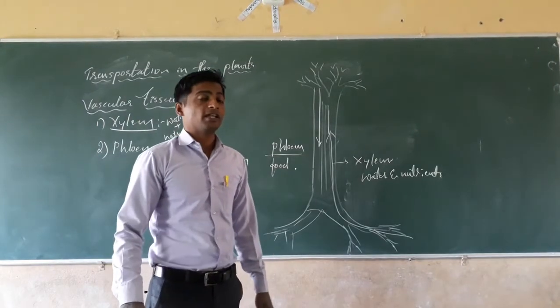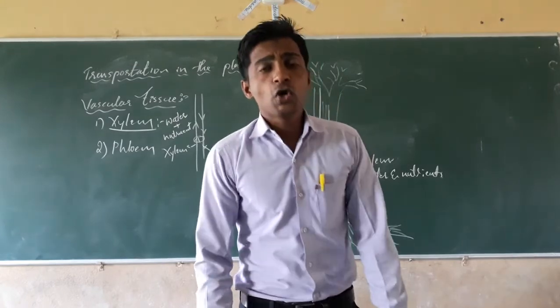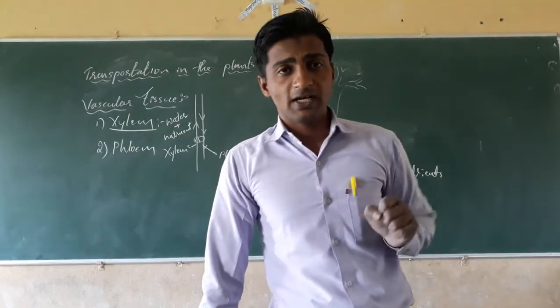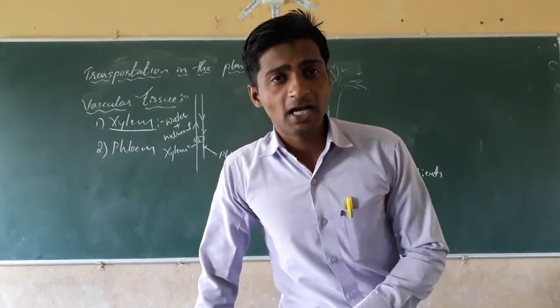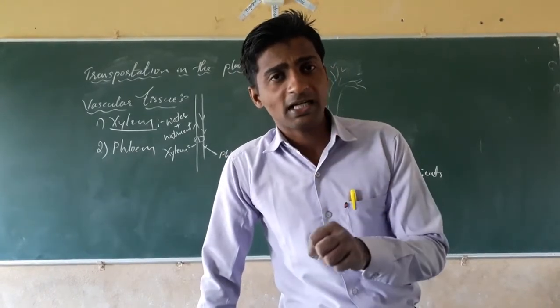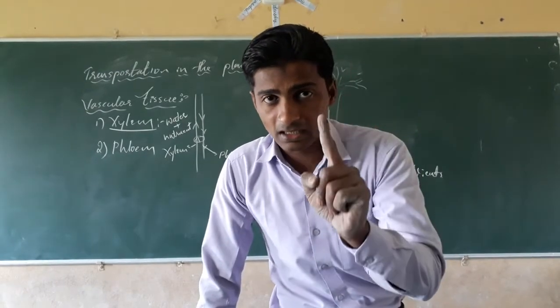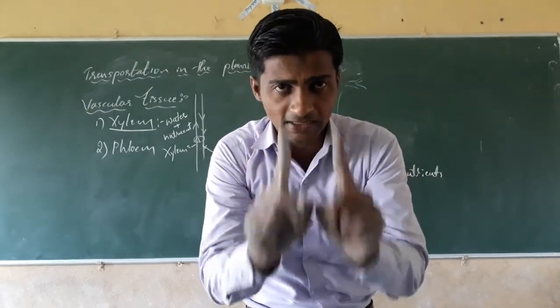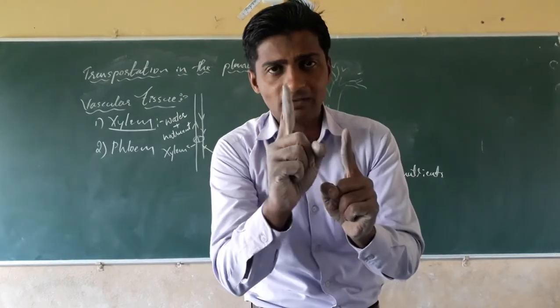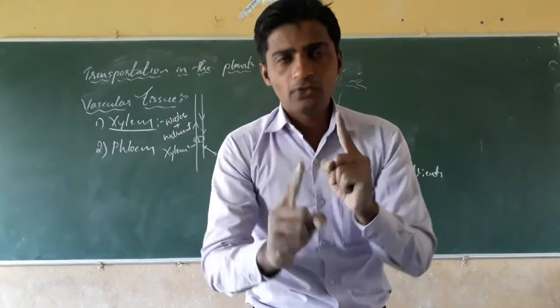In the examination, he may ask, name the vascular tissue which conducts water and nutrients. Name the vascular tissue which conducts food. The water and nutrient conducting tissue is xylem. There are two vascular tissues. The first one is xylem, the second one is phloem.